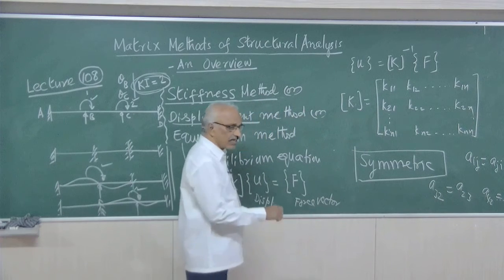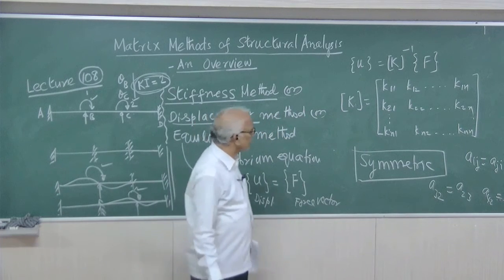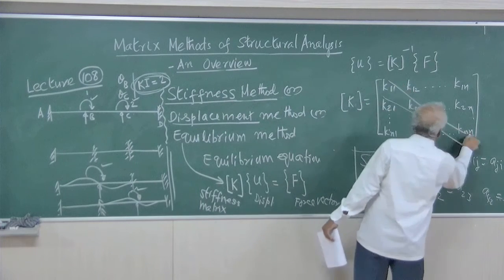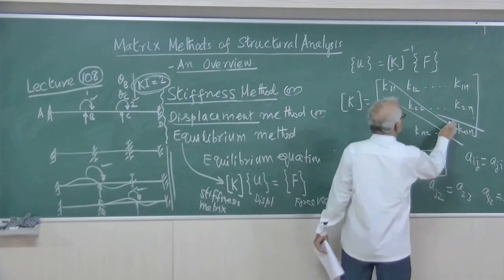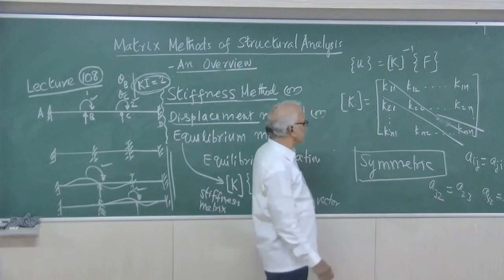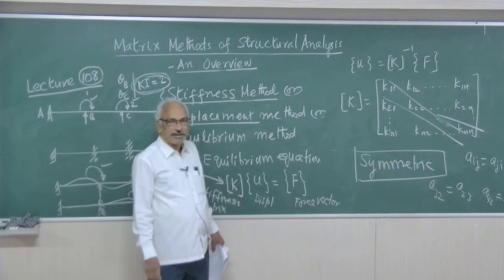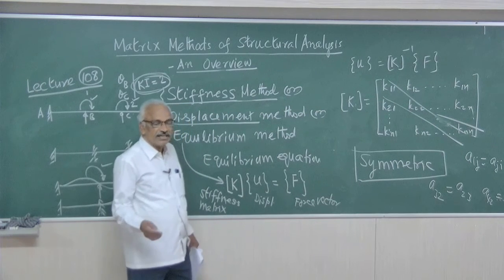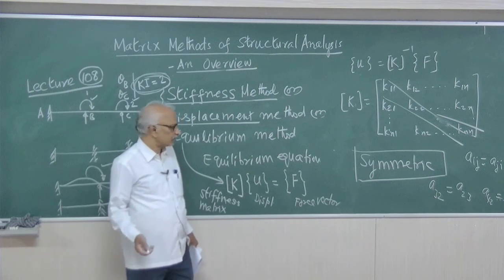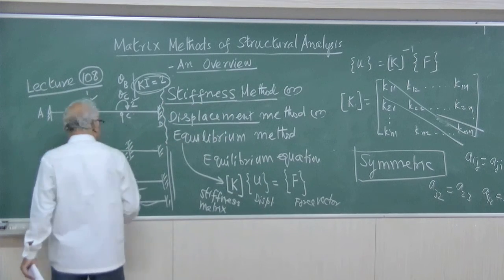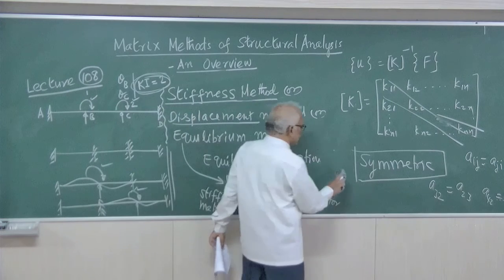And the leading diagonal values will be positive. So these are some of the properties that you have to understand. The matrix is symmetric, and the leading diagonal values are positive. Before forgetting, I want to tell you all these basics. Right.